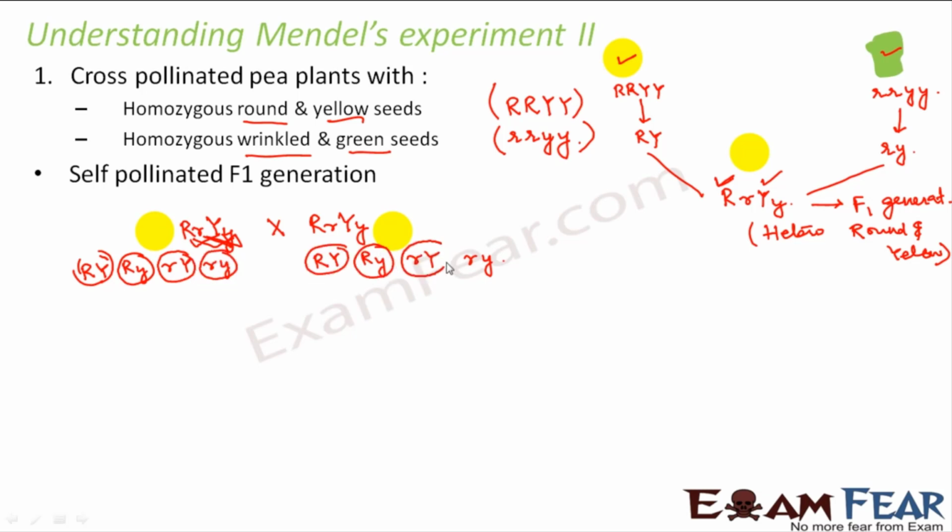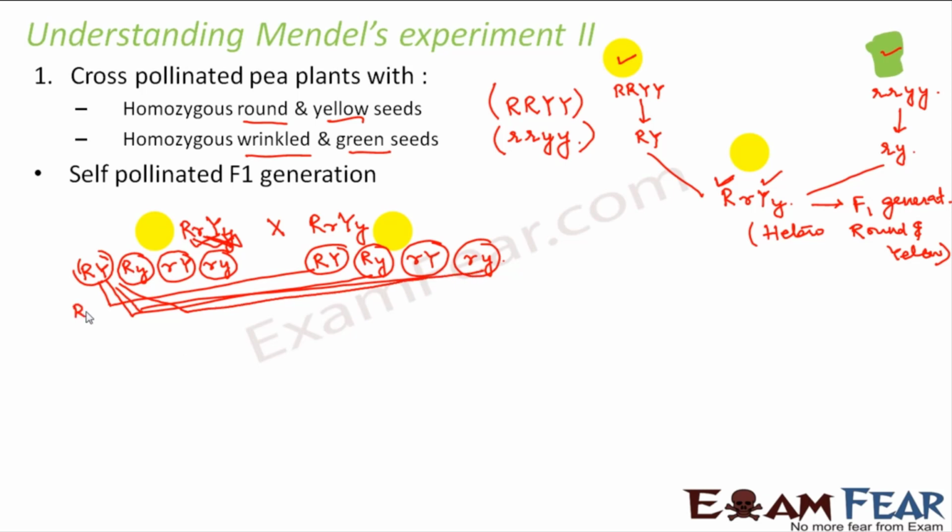Right? Now, each of these can combine with any of these. These can combine with this. This can also combine with this. Like this first one can combine with this. This can also combine with this. This can also combine with this. Similarly, this can also combine with this. Right? So, let me write down those here.